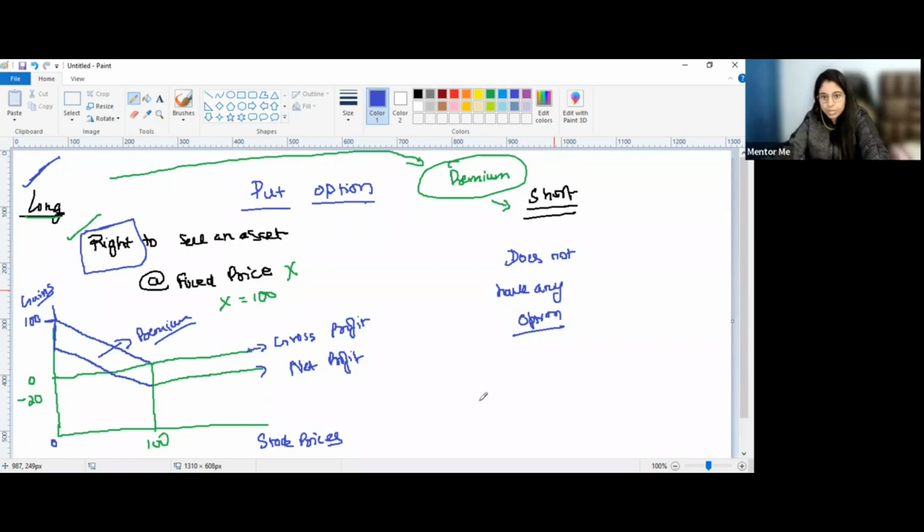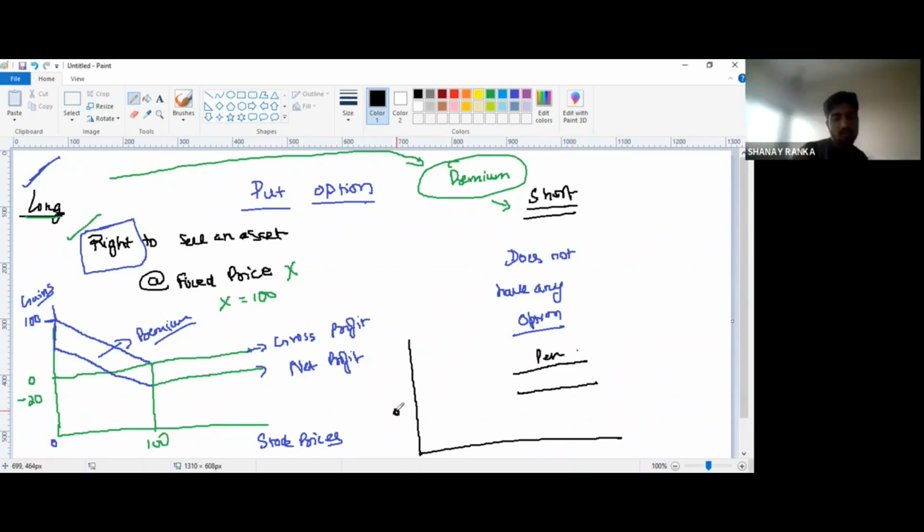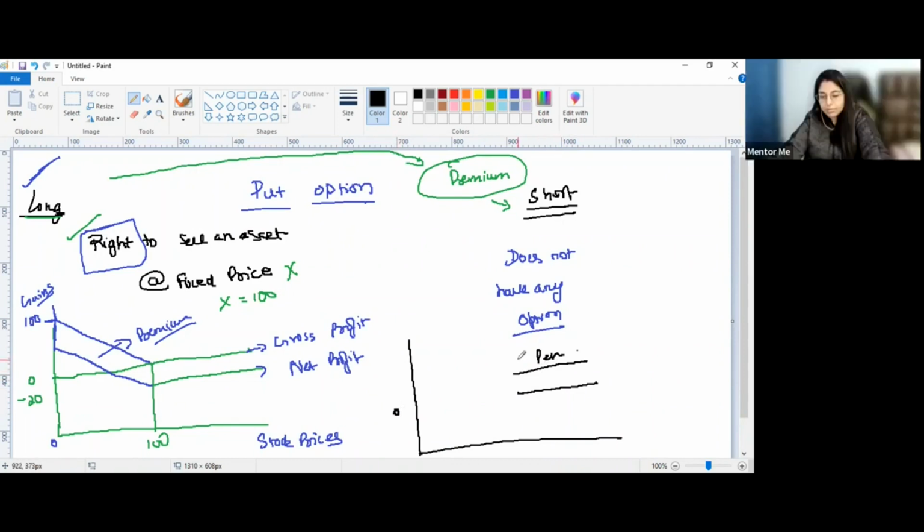Okay, so let me prepare the diagram with respect to the short party to a put option as well. So as a short party, what you are hoping for is prices to go up, when you will be able to capture the premium amount. Okay, so what you will get is, the prices go up, your gross profit will be zero, plus the premium that you get will lead to your overall profit, which would be the premium amount.